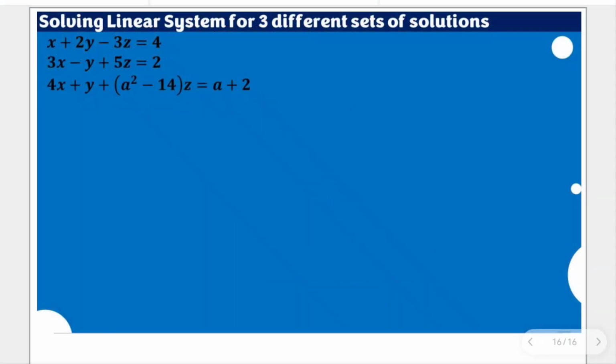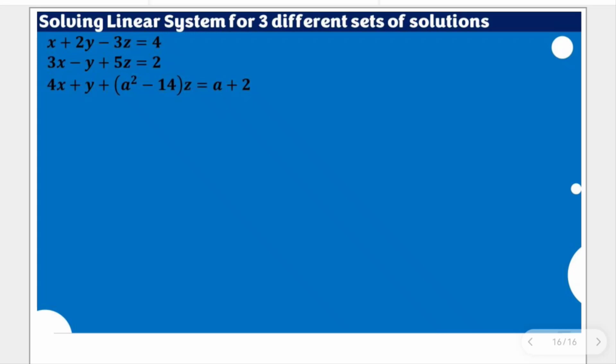Here, we are going to solve for the value of A in this linear system that will tell us two different sets of solution. So we are going to look for the value of A that could make this linear system have exactly one solution. We're going to solve for A that will make the solutions for this linear system infinitely many solutions, and a situation where there can be no solution for this linear system.